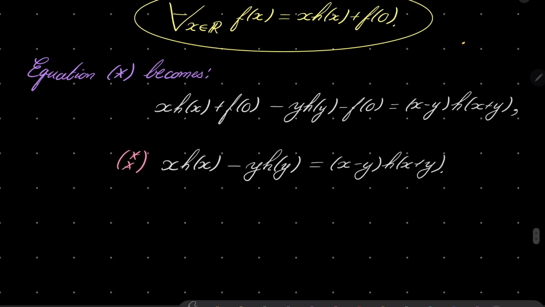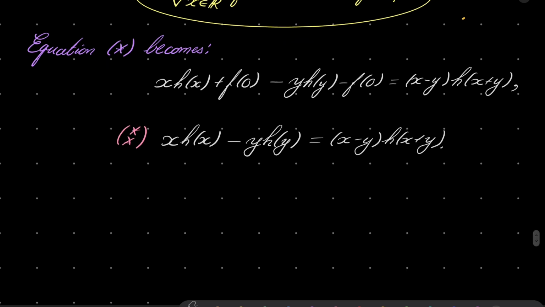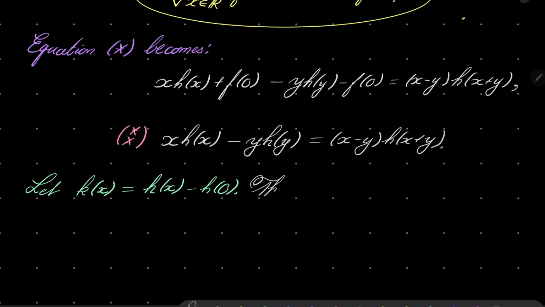All right. What now? Now I wish to make a substitution. It's a very important step. So now let k of x be equal h of x minus h of 0. All right. Notice that then, first of all, k of 0 is what? It's h of 0 minus h of 0, which is 0. And our equation double asterisk can be rewritten in this way.